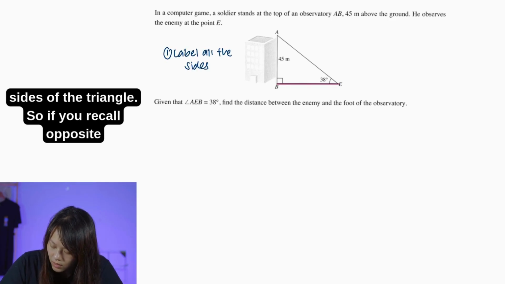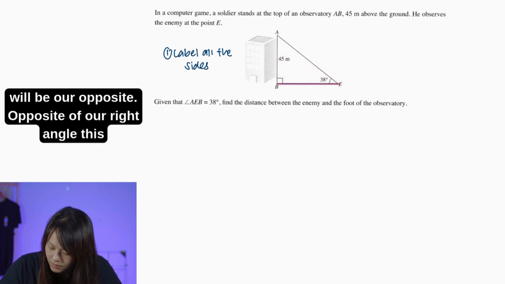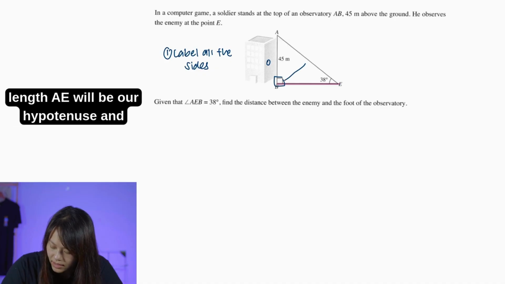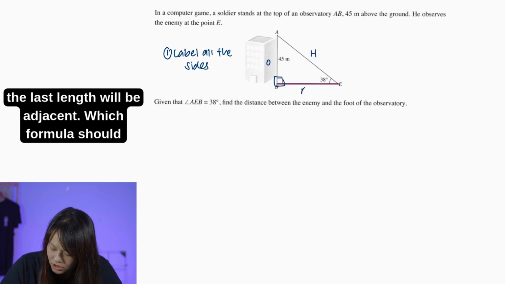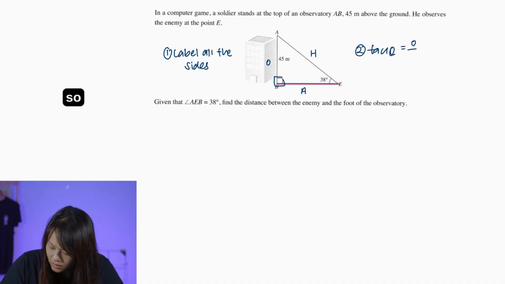If you recall, opposite of the given angle, this length AB will be our opposite. Opposite of our right angle, this length AE will be our hypotenuse. And the last length will be adjacent. Which formula should we use? We'll write all of them out.